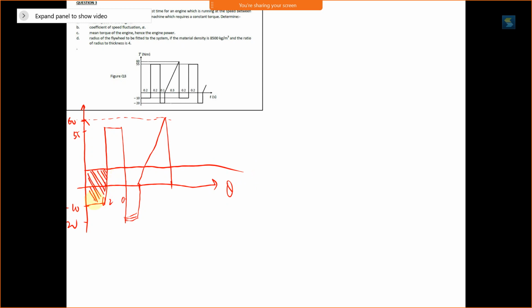1, 1, 2, and then we have 3 here, and the last one we have over here. Okay, so this is A, B, C, D and E. So here is positive A, this is negative B, positive C, negative D. Okay, so now we have to get the area of each area here.